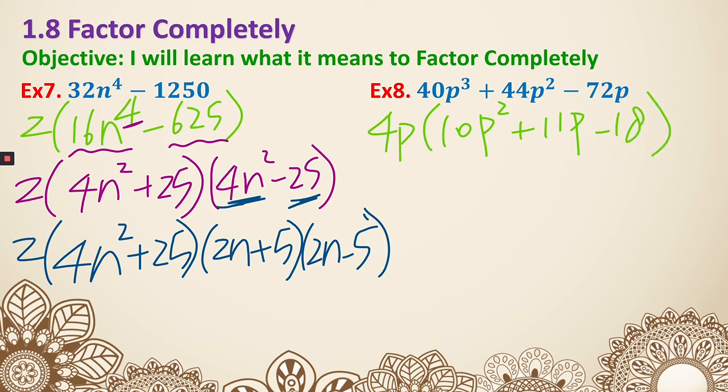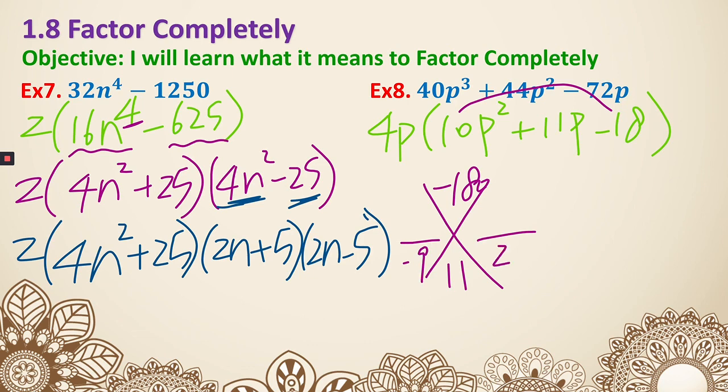Okay, now I have a trinomial, a quadratic. I can use my cross method. I'm going to draw a cross. The top is the 10 times negative 18, so negative 180. And the bottom is 11. And the combination I need is a negative 9 and a positive 20. Then I'm going to put this 10p on the top.